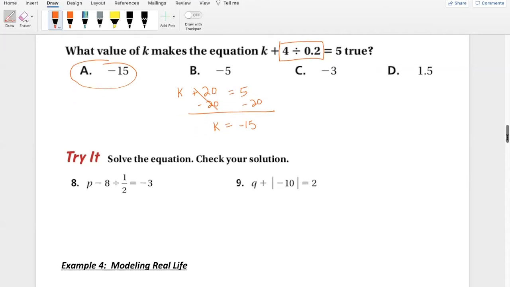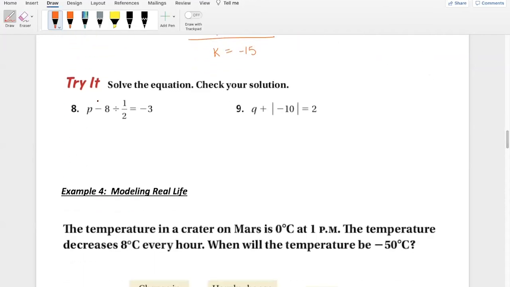A couple more. So these involve maybe combining some things on the other side by the variable before we start solving and doing inverse operations. So you want to try to combine any constants that you can. So for this part, on this side with the variable, I can go ahead and do this and then rewrite what I have. It would be P -8 divided by 1/2. Actually, dividing by 1/2 is the same as multiplying by 2. So -8 times 2 would be -16 equals -3.